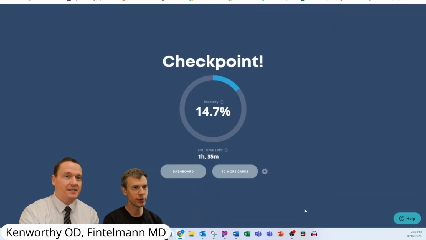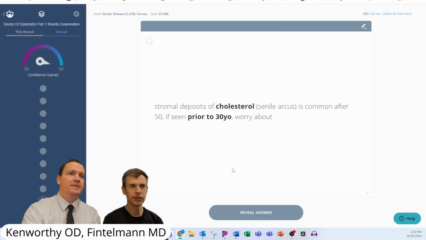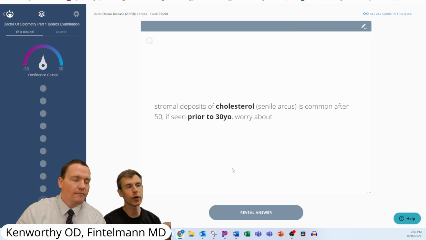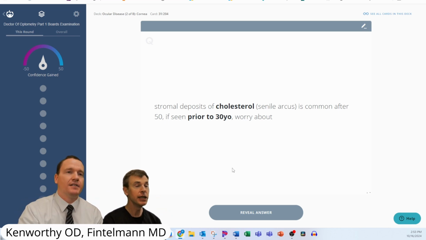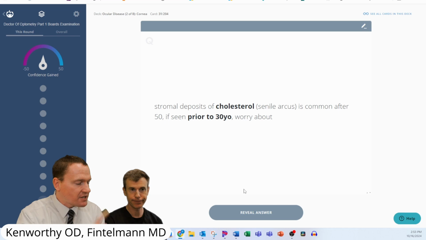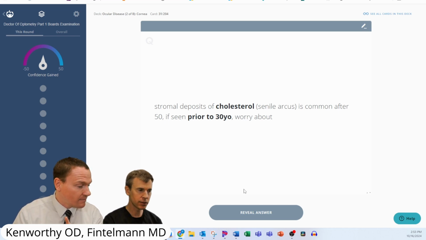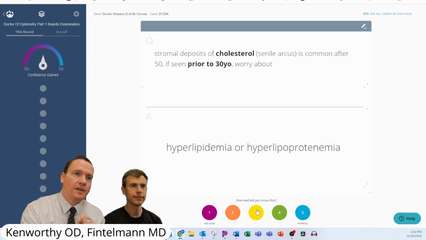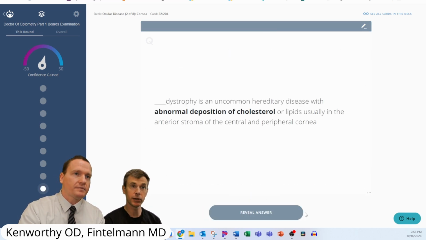Oh, we're at a checkpoint, 15%. But I think we can do a few more. Stromal deposits of cholesterol. You know this: senile arcus is common after 50. If seen prior to 30, worry about hyperlipidemia. That is definitely worthwhile checking. It's a blood test. Do you worry about patients with arcus in just one eye? You worry about the eye that doesn't have arcus, because they might have carotid stenosis. Yes. Hyperlipidemia. Fair enough.